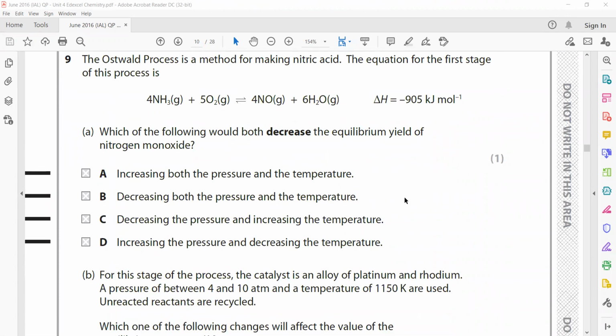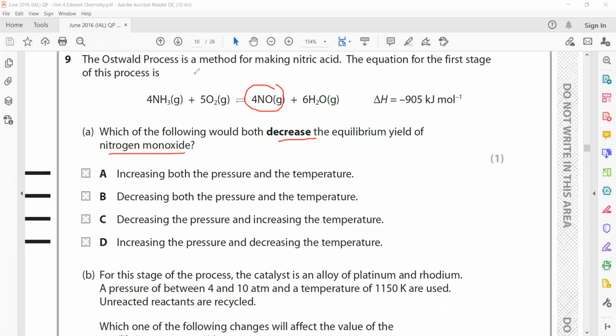Ostwald process is a method, which of the following would both decrease the equilibrium yield of nitrogen monoxide. A reversible reaction is there. The forward reaction is exothermic. So we want to decrease the equilibrium yield of nitrogen monoxide.